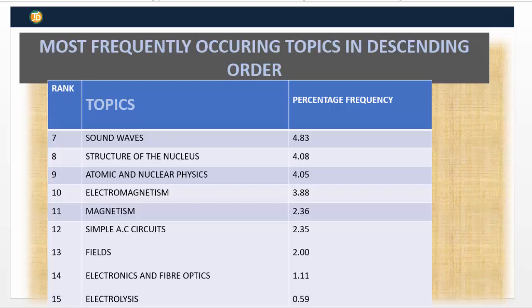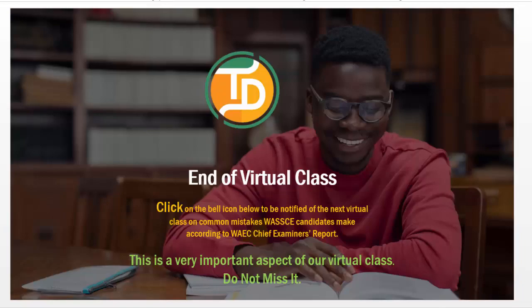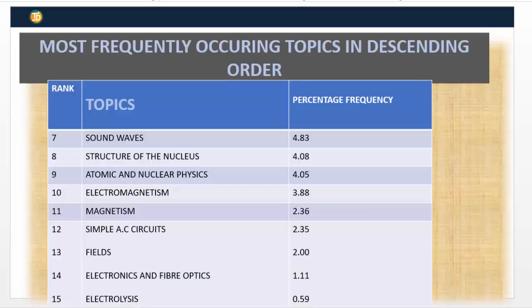Next, we have the concept of fields. Fields covers 2.00%. Next is electronics and fiber optics. This concept covers 1.11% in the percentage frequency. And last but not the least is electrolysis. Electrolysis covers 0.59% in the percentage frequency.